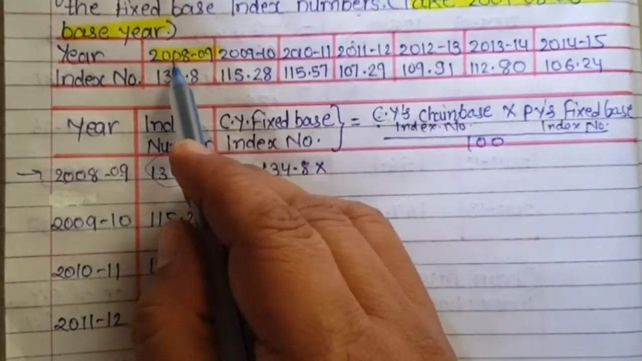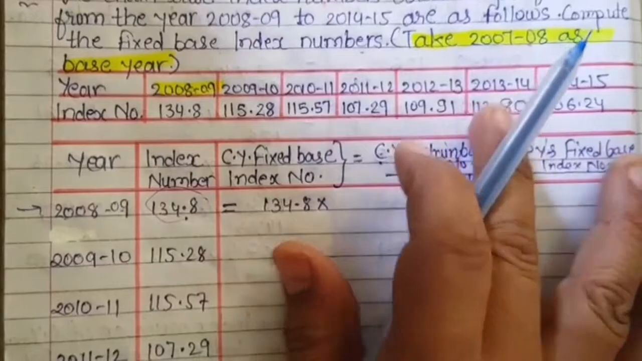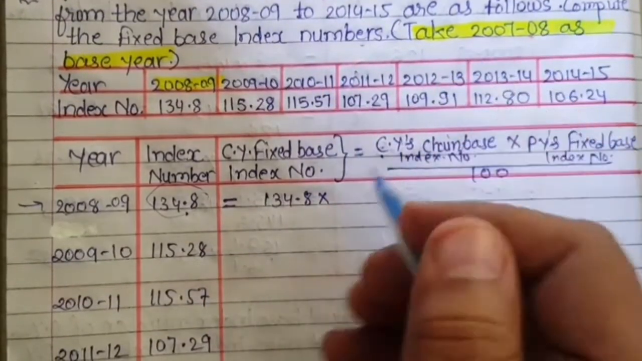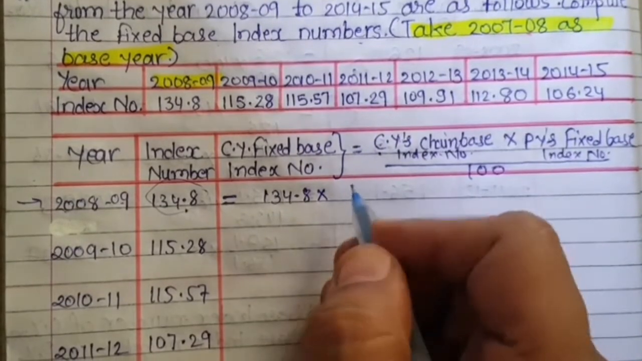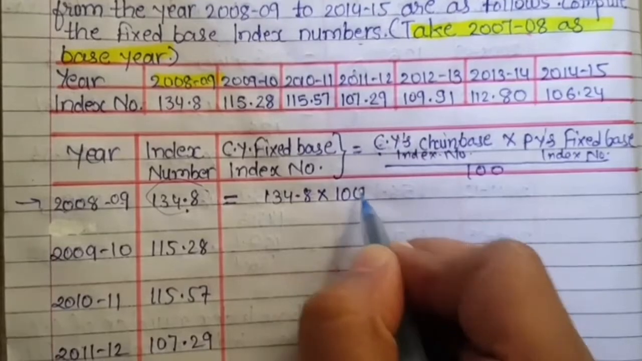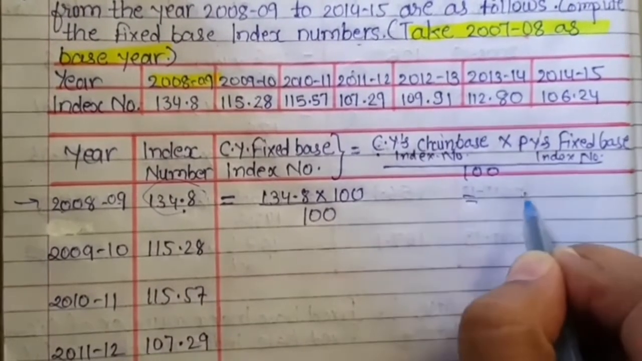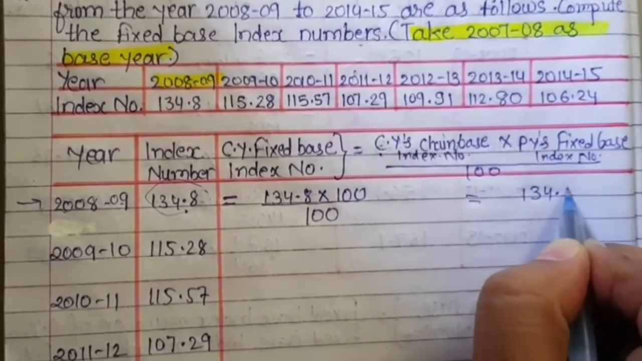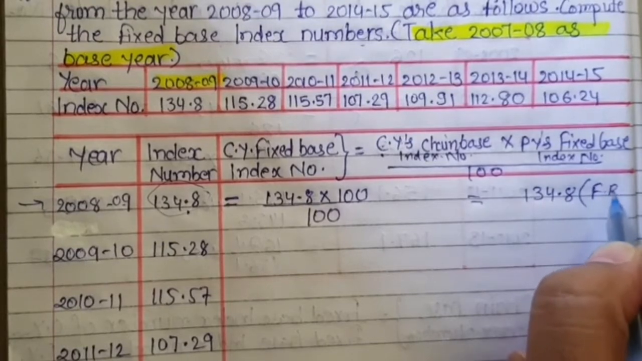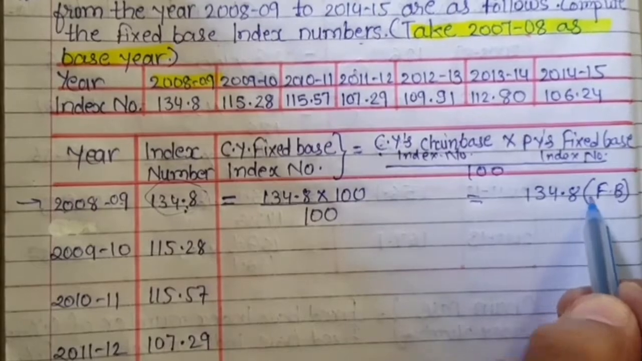So preceding year for 2008-9 they have given us 2007-8, but we don't have its index number. As we have seen in the previous sum, if the base year's index number is not given, then we have to take 100 divided by 100. So we got 134.8. This is what? Friends, it is the fixed base index number. I have converted this index number into fixed base index number.